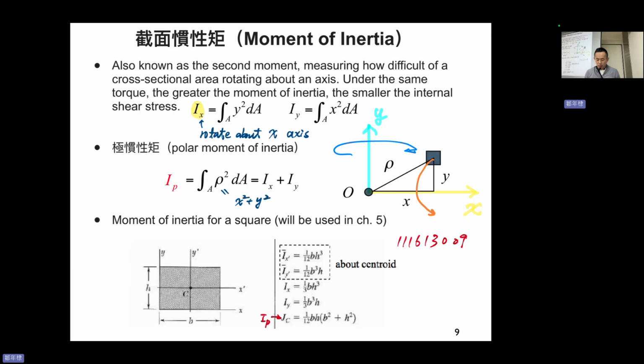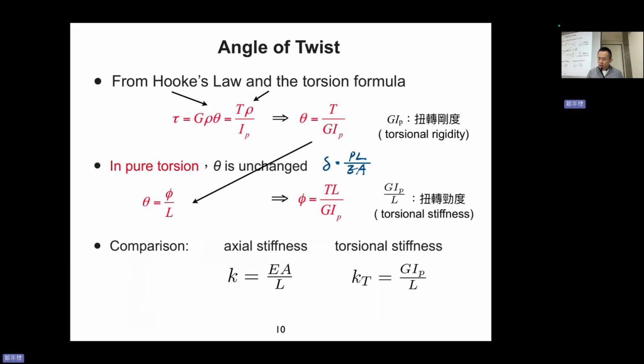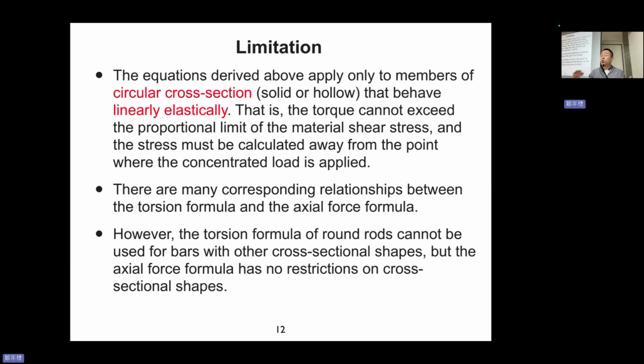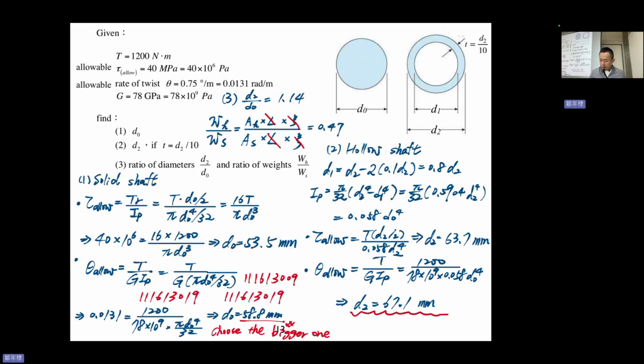So that's the concept. And then after we combine theta, tau, the torsion formula and Hooke's law, we found that phi equals TL divided by G Ip. This is quite typical. The limitation is that because our proof is based on a circular cross-section, you cannot apply it to a square. And then this example just applies the formula, and you can notice that a tube is more efficient compared to the solid one.